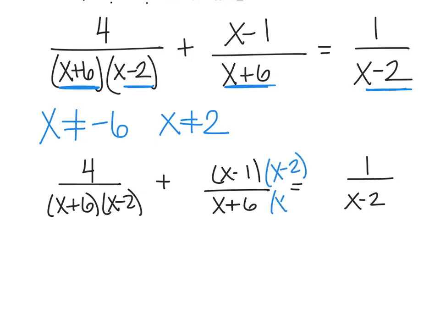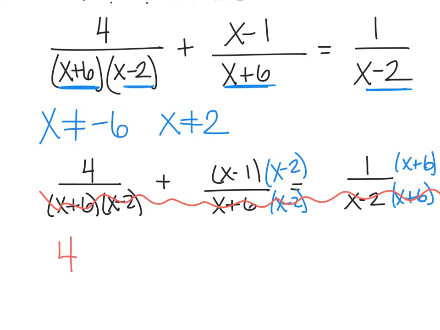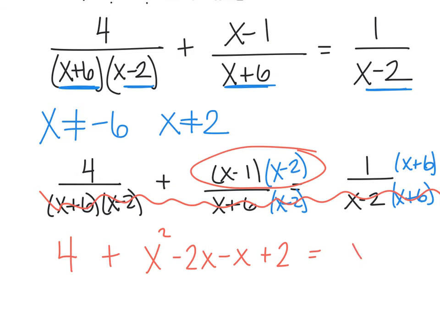And whatever I do to the top, I do to the bottom. This guy has the x minus 2. It's missing the x plus 6. Now life is good. All of these fractions have common denominators. We made them all the same. So that step in our notebook said then we can now eliminate the denominator and just solve the numerator. So 4 plus, again this definitely needs a FOIL, x squared minus 2x minus x plus 2 equals x plus 6.